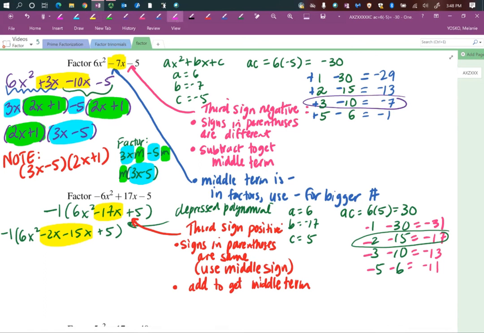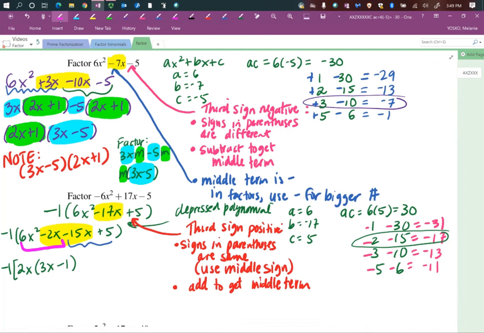Now we're going to factor by grouping. We're going to group the first 2 terms together, and we're going to group the back 2 terms together. So we're going to have this negative 1 out front. We have 6x squared minus 2x. What do those have in common? What is the greatest common factor? 2x. 2x times what is 6x squared? 3x. And then 2x times what is negative 2x? Minus 1.